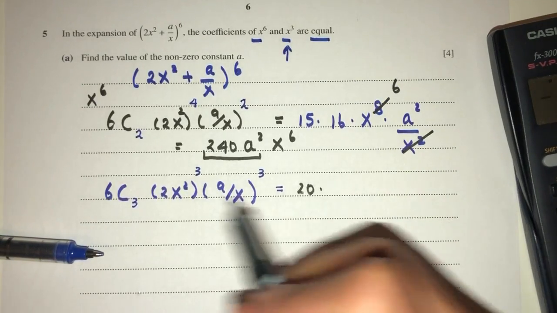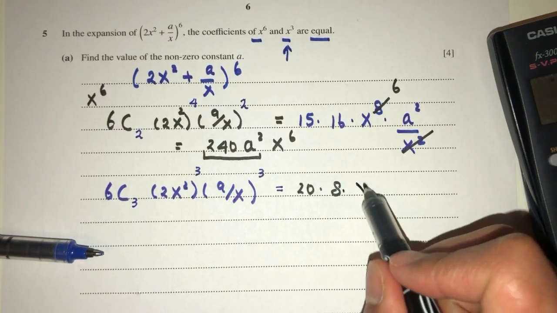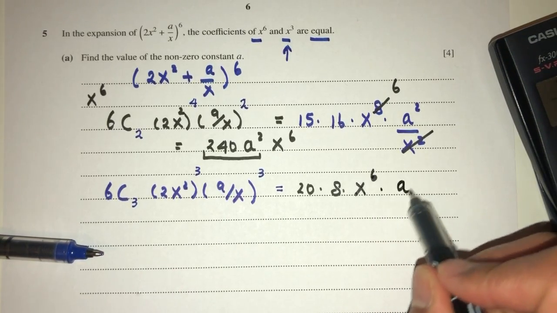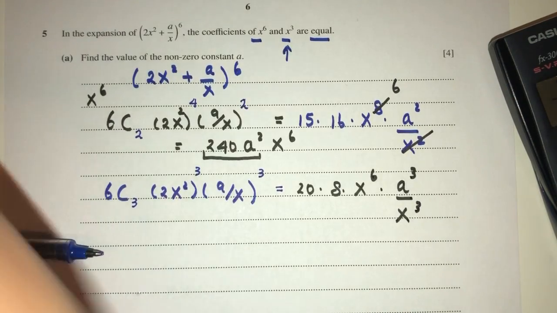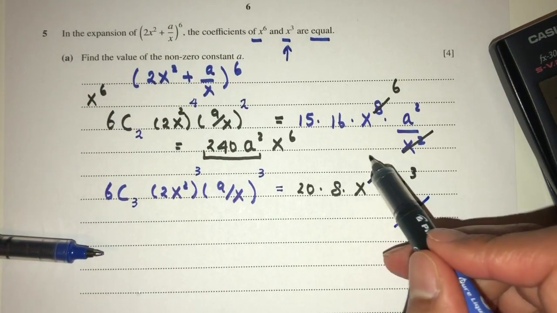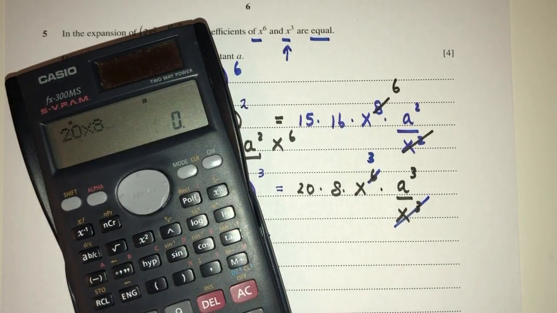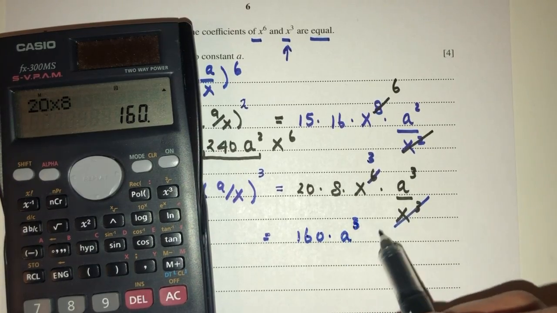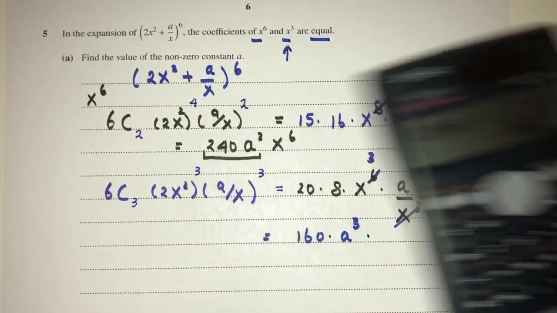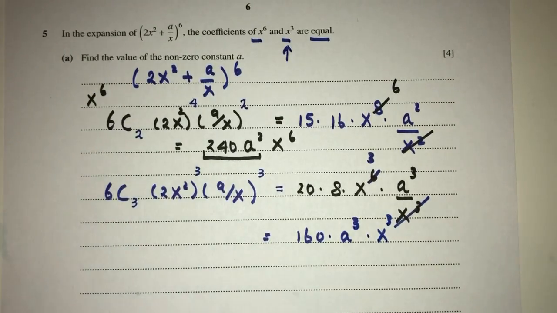That will be 2 power 3, which is 8. x squared power 3 will be x power 6. And then we have a cubed over x power 3. Now simplify. This will go away. That will be x power 3. So your answer will be 20 times 8, that will be 160 a cubed times x power 3. Now if you observe, the coefficient of x cubed is this.